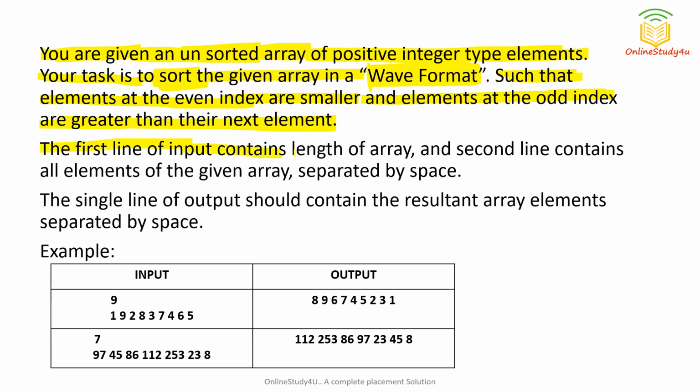The first line of input contains the length of the array, that is n, and the second line of input contains all the elements of the given array separated by space. You can see in the example also, we have given 9, which is the length of the array, then we have given 9 elements, and then it has been arranged in wave format. So let us understand this wave format first. One line is remaining. The single line of output should contain the resultant array separated by spaces. You can see the array elements are again separated by spaces.